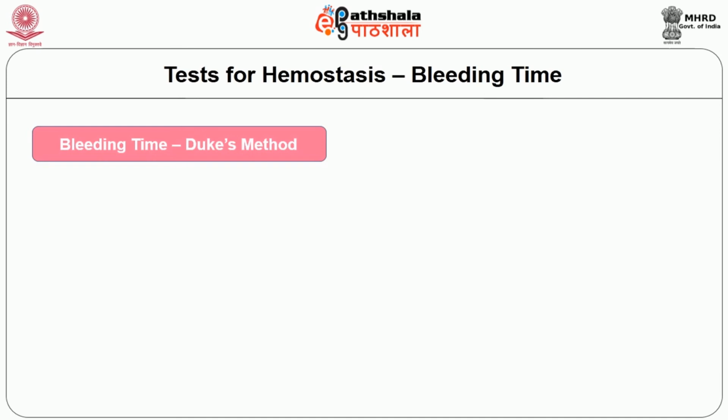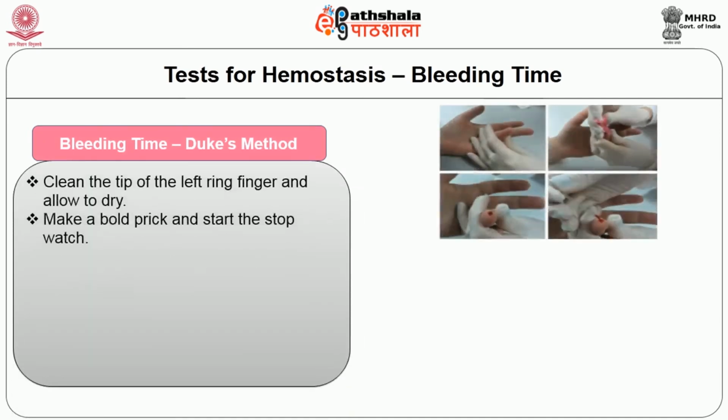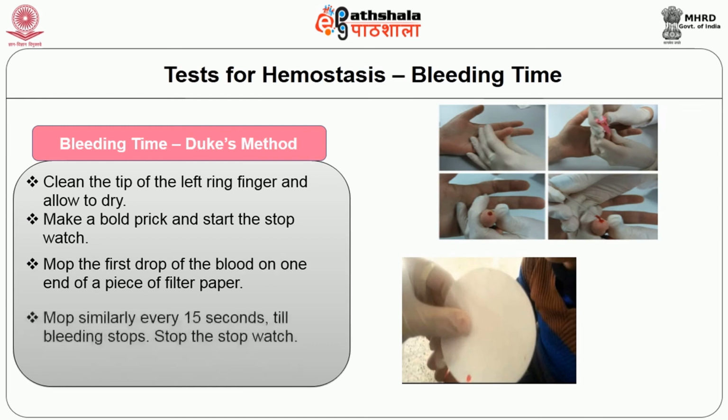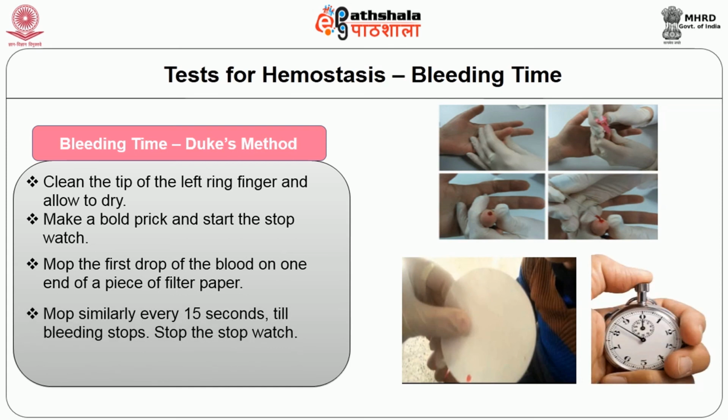The procedure for Duke's method is: first clean the tip of the left ring finger and allow it to dry. Then make a bold prick and start the stopwatch. Now, mop the first drop of blood on one end of a piece of filter paper. After some 15 seconds, mop the second drop of blood in the same way, a little further along the strip of filter paper. Mop similarly every 15 seconds till the bleeding stops.